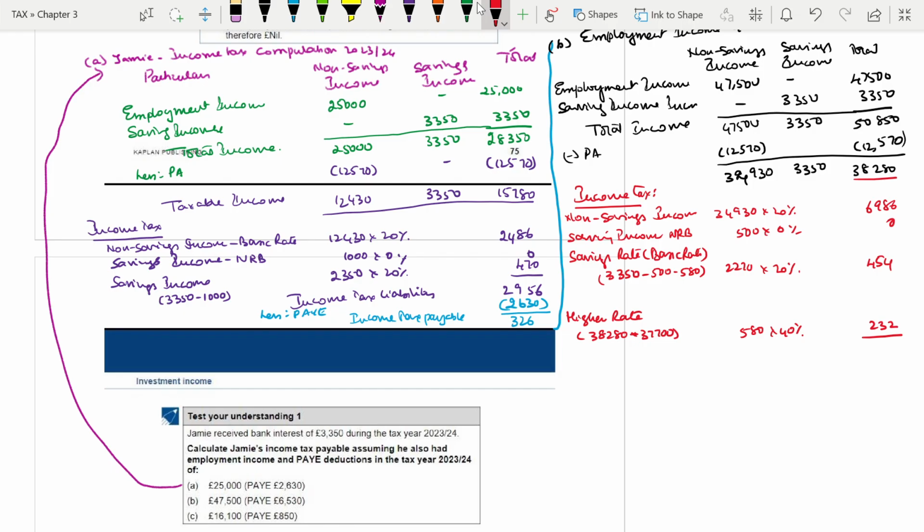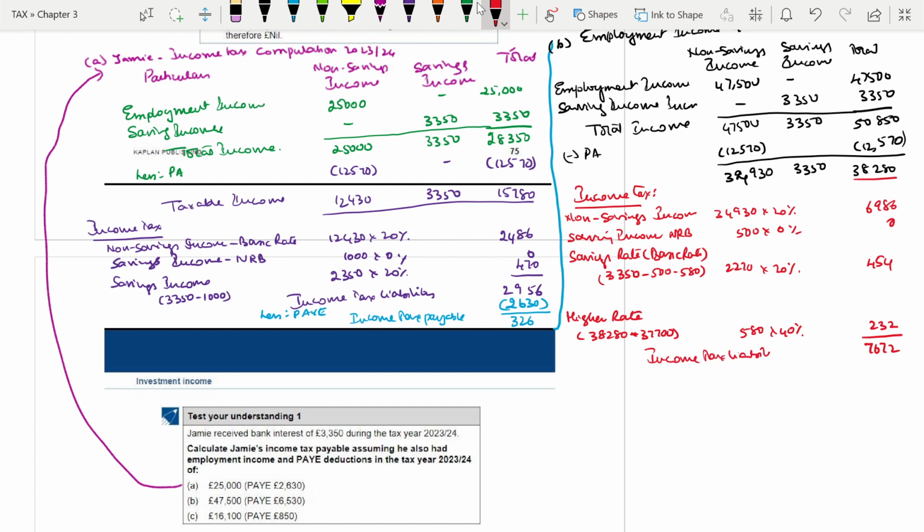Total, it comes to how much? 6,986 plus 454 plus 232. It comes to 7,672. Is it right? This is the income tax liability.